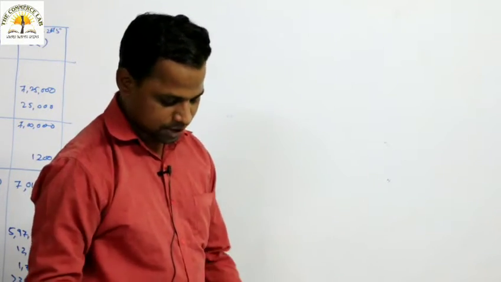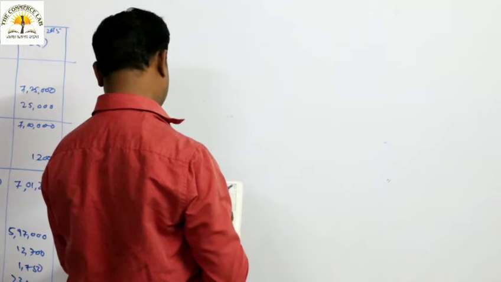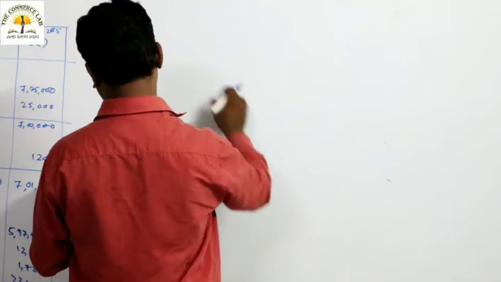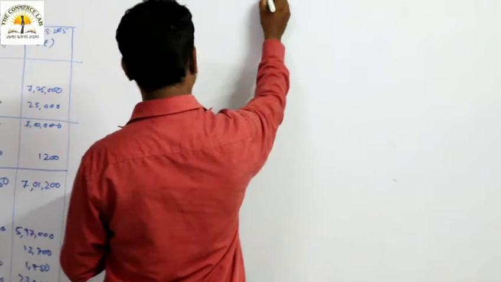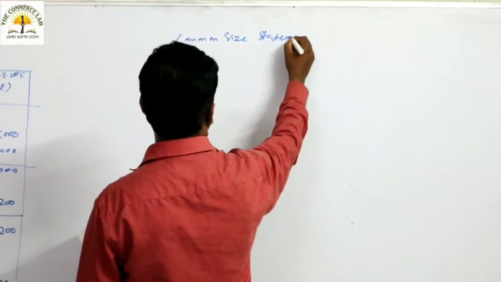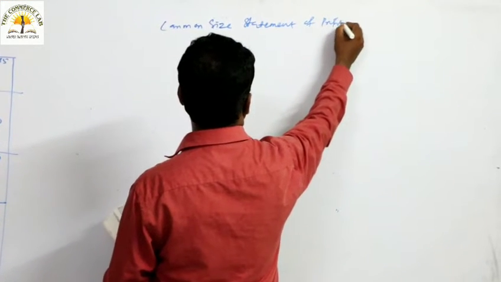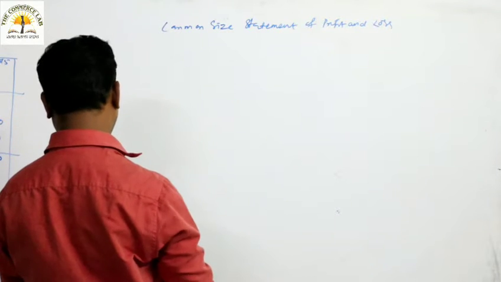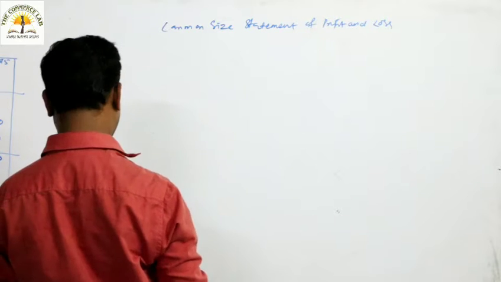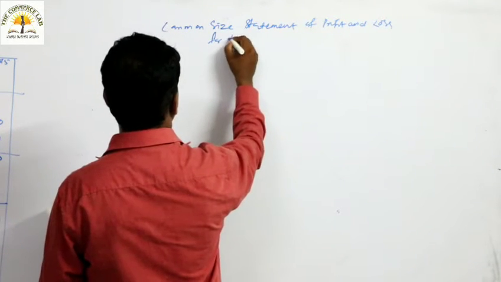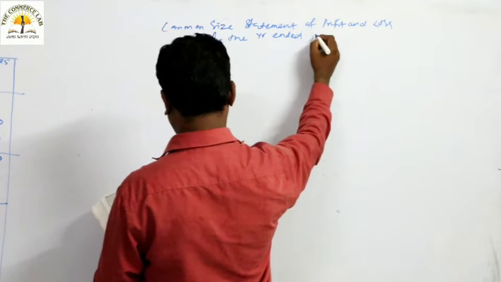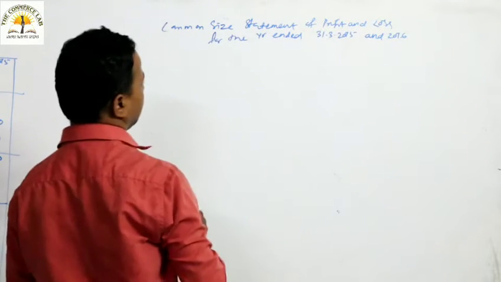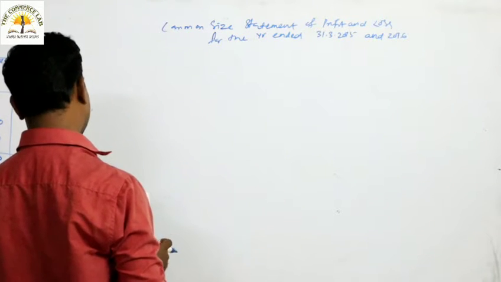So how to calculate from this? At the top you have to write: common size statement of profit and loss, for the year ended 31st March 2015 and 2016. That we have to write.